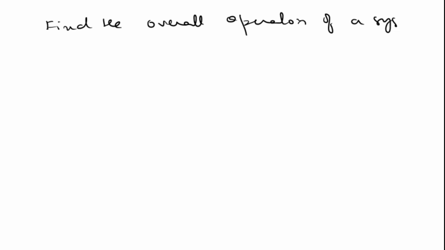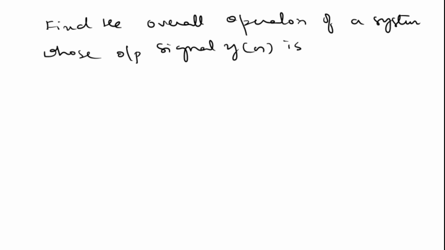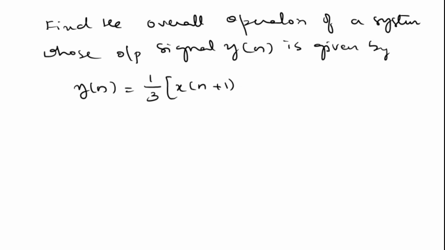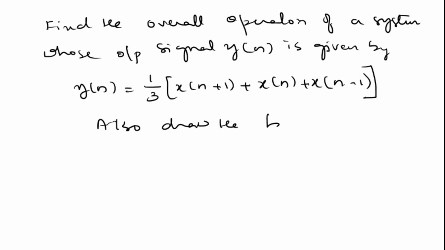Next problem, find the overall operator of a system whose output signal y of n is given by y of n is equal to 1 by 3 into x of n plus 1 plus x of n plus x of n minus 1. Also, draw the block diagram.